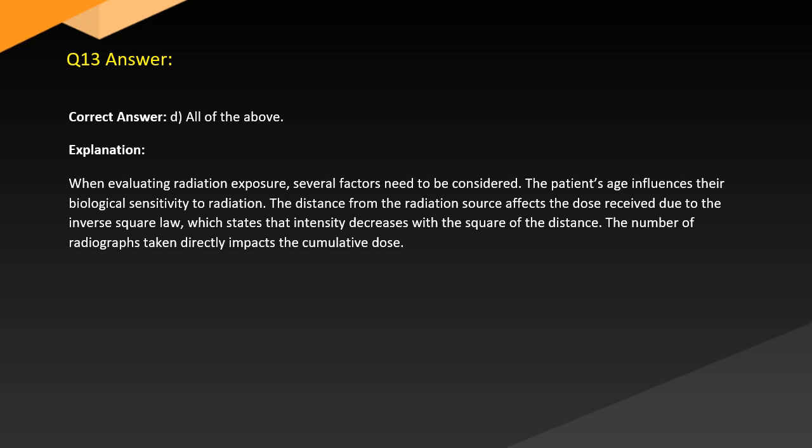Answer. Correct answer, D. All of the above. Explanation. When evaluating radiation exposure, several factors need to be considered. The patient's age influences their biological sensitivity to radiation. The distance from the radiation source affects the dose received due to the inverse square law, which states that intensity decreases with the square of the distance. The number of radiographs taken directly impacts the cumulative dose.